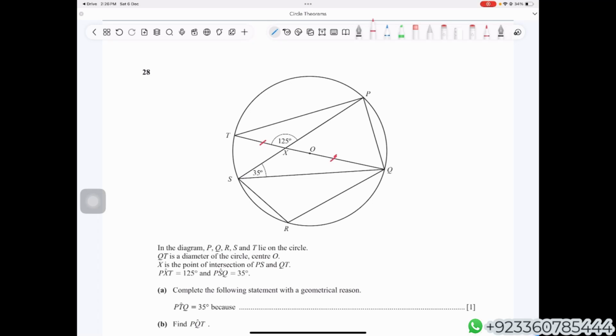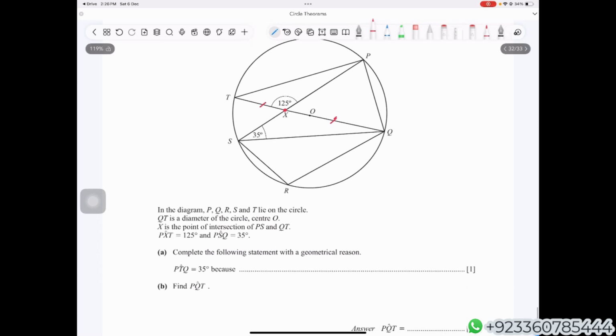X is the point of intersection of PS and QT. अब intersection कह रहे हैं, इसका मतलब हम ये assume नहीं कर सकते कि X to Q and X to T is the same. PXT is 125, they've given it in the diagram, and PSQ is 35. Complete the following statement with a geometrical reason. PTQ is 35 degrees. Now PTQ क्या है?